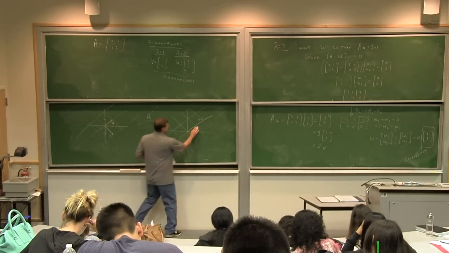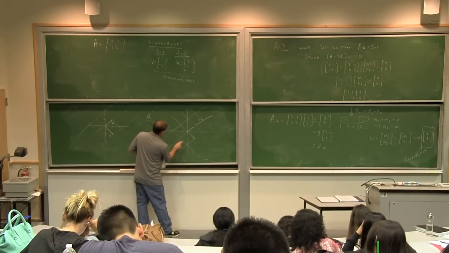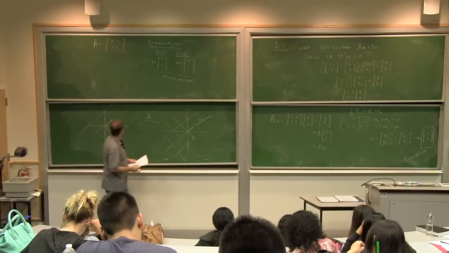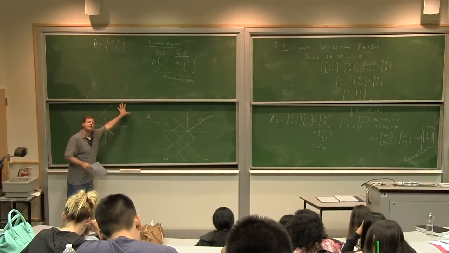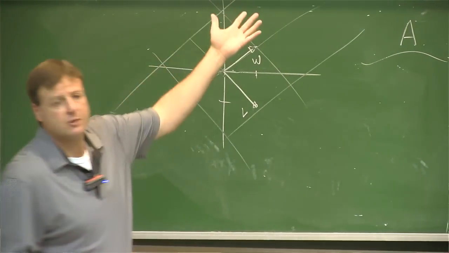I don't want this one. I want them to have length 3. Okay, so it just takes this and it just kind of stretches it out a little bit. That's a much simpler way of looking at it. You can't know that from just looking at the matrix.